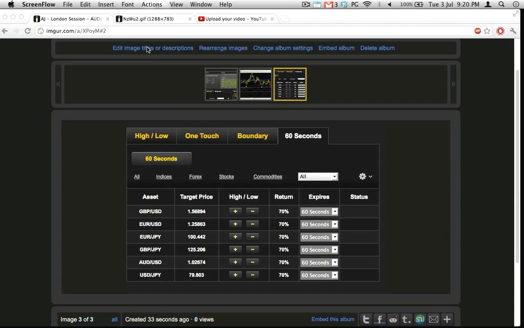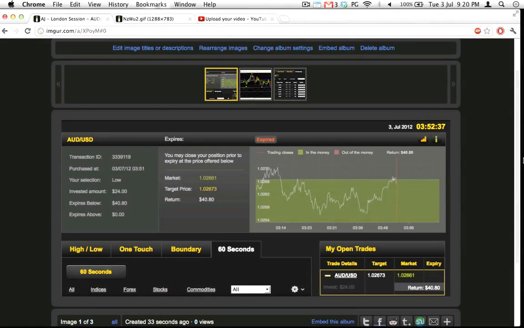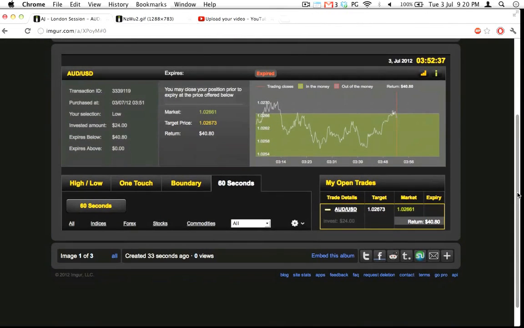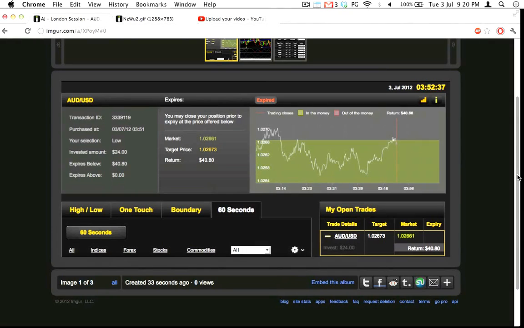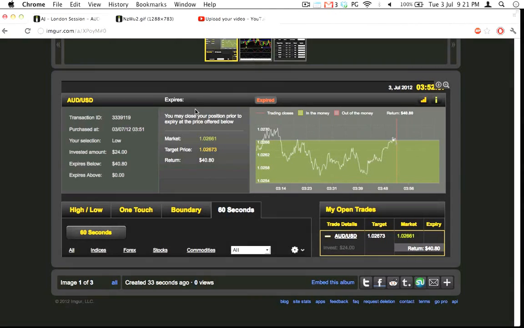Anyways, so let's get into an actual trade that I placed, and that was on the AUD USD, the Aussie dollar. And so this is great because normally I rarely trade this currency pair because it's usually only available as a 15-minute expiry, and now it's available as a 60-second expiry, which is great. So it was a put option for $24, invested amount, and expired below for $40.80, which is nice. Small win, but just enough to give us the win.